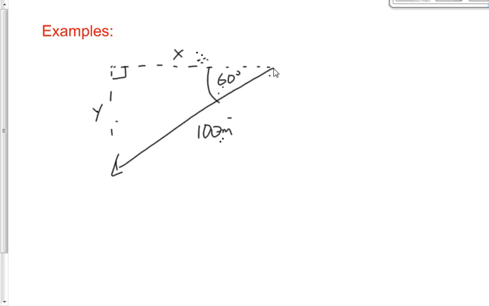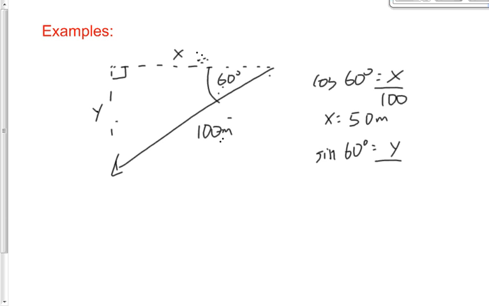So we're looking for adjacent. We've got hypotenuse. Julia? Let's use the cosine function, right? Cosine 60 degrees is equal to adjacent over hypotenuse. That ends up being 50 meters, I believe. Sine 60 degrees is equal to opposite over hypotenuse. And the y component works out to be 86.6.